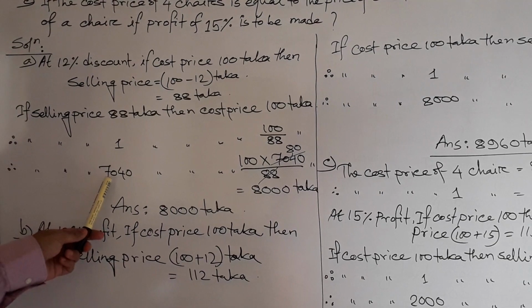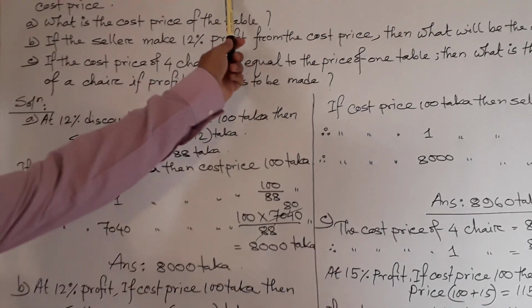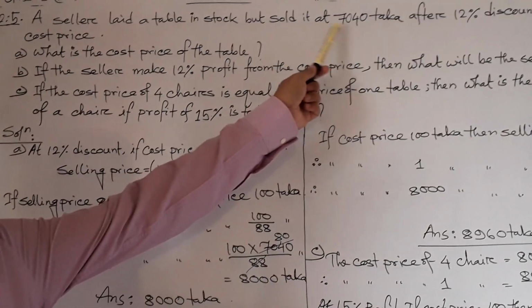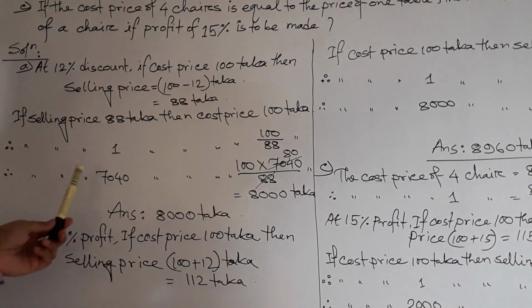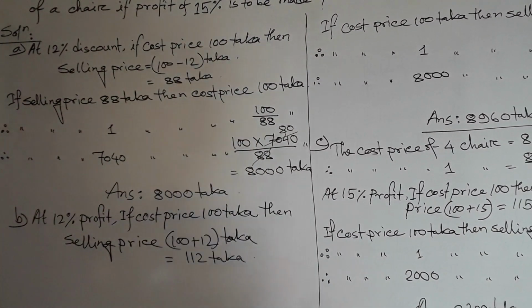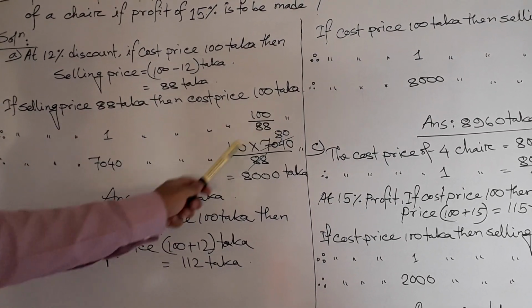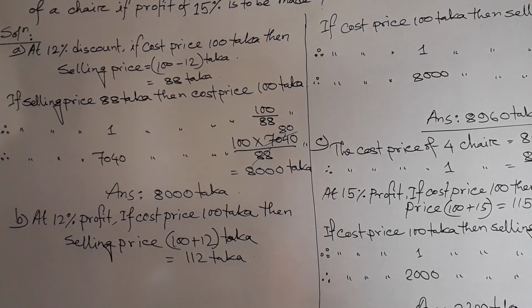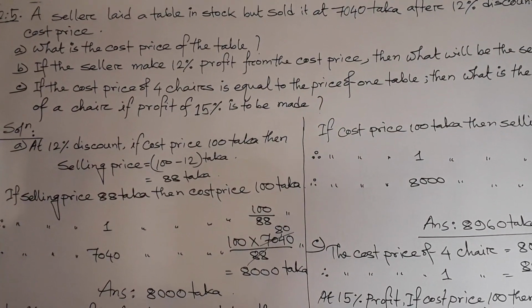Now selling price 7,040 taka. Now the given condition, the table was sold at 7,040 taka. That is the selling price. So 100 multiplied by 7,040 divided by 88. Then we cut, then 80 hundreds are 8,000 taka. So 8,000 taka is the cost price of the table.